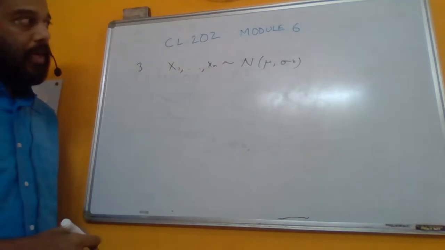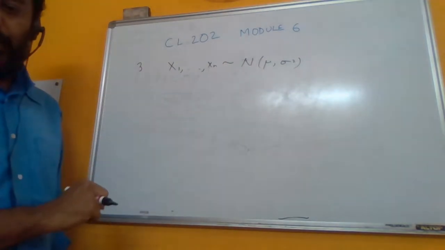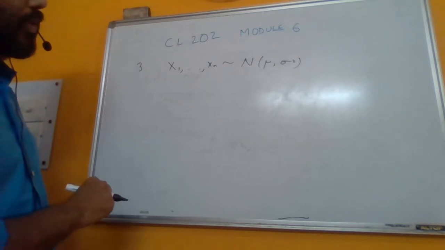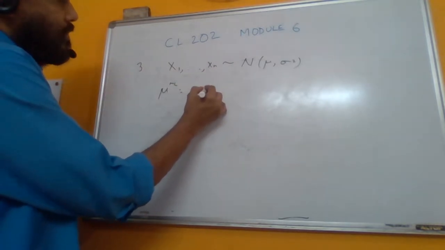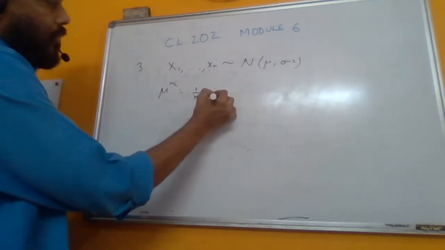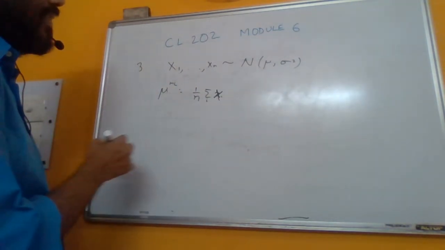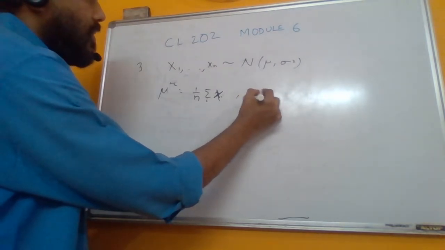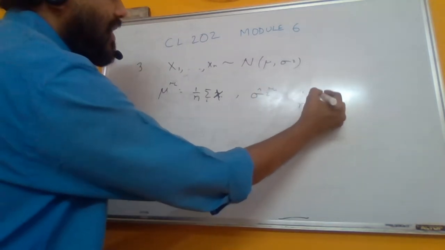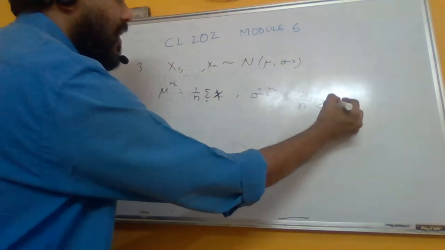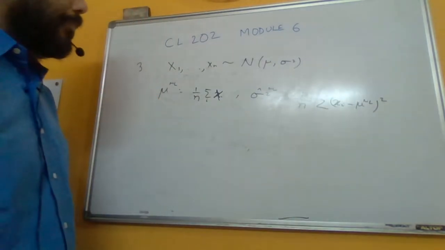Now in the class or in your notes, we have found out a maximum likelihood estimator for mu and sigma. We had noted that mu maximum likelihood is equal to 1 by n times the summation of Xi, random variable capital Xi, over all i's. And we had found that sigma square hat maximum likelihood estimate was 1 over n times the summation of xi minus mu maximum likelihood, the whole square.